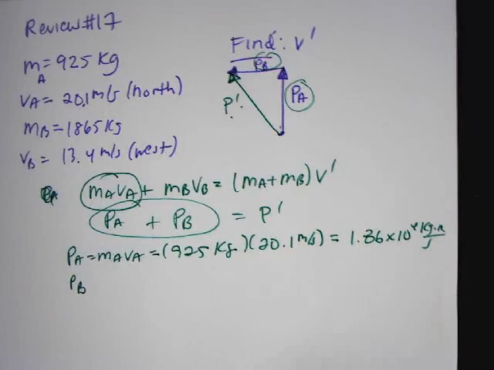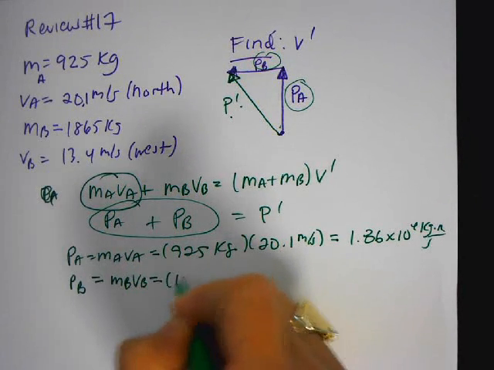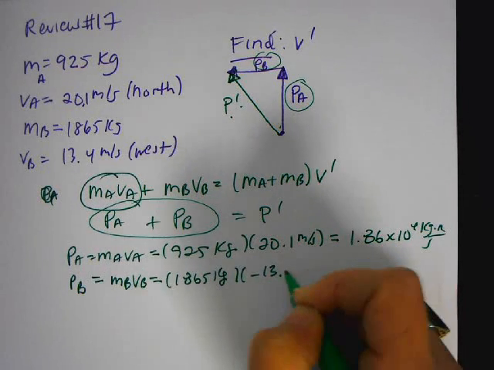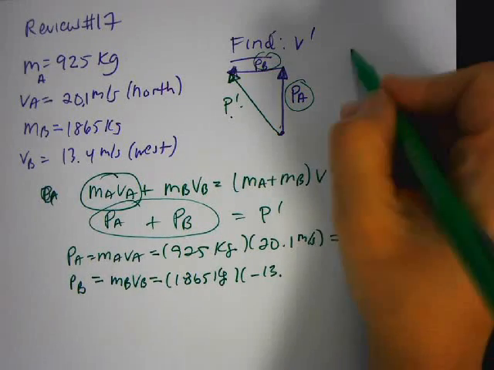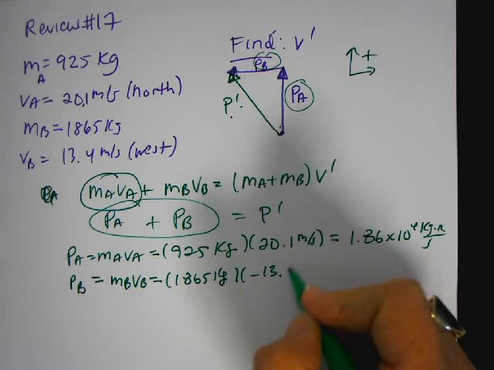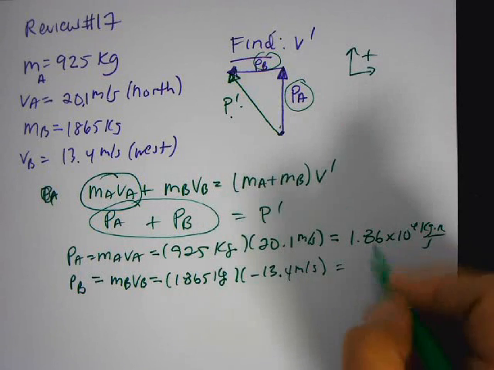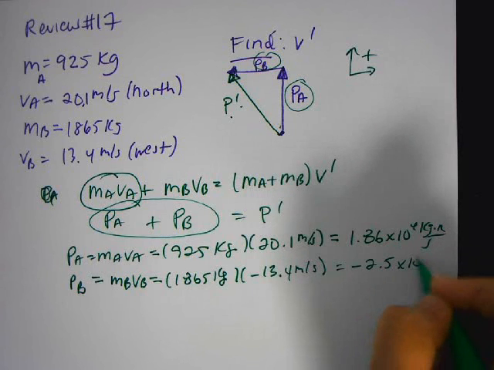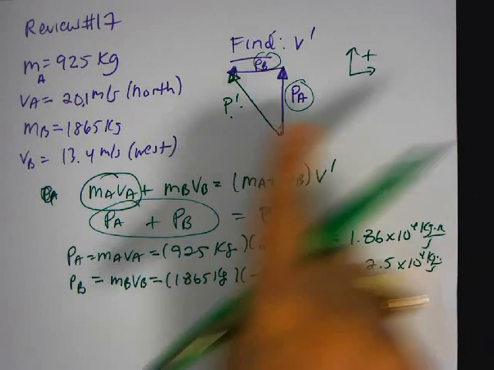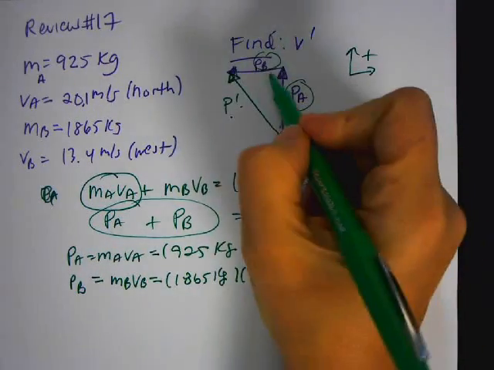PB is equal to MBVB, which is 1865 times negative, because again, I'm using my same standard Cartesian sign convention, up and to the right as positive, negative 13.4 meters per second. So PB comes out to be negative 2.5 times 10 to the 4. So now here's my picture. I just found PA and I found PB, and now I want to find P prime.